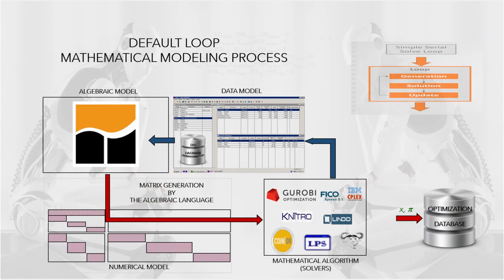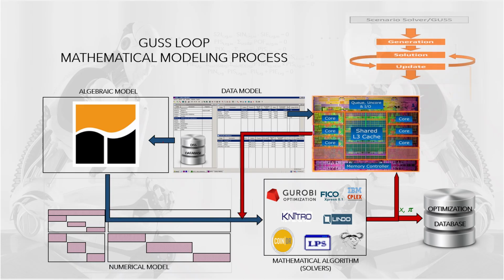The diagram presents the default loop that GAMS performs, which implies that the process of generating arrays and bootstrapping is done on each loop. The GUSS loop process is simpler because the matrix generation process and the bootstrapping are performed only once. Because no changes to the matrix are allowed, it remains constant, and only the scenario data is updated in each cycle, which can be cached.